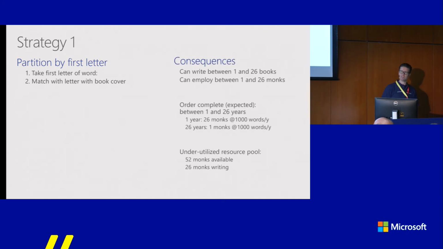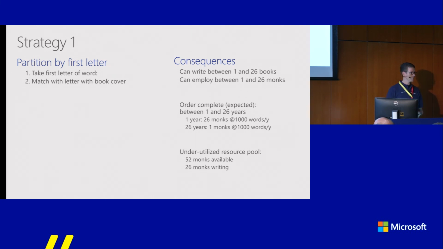Well, the consequence of this strategy is that you can write between 1 and 26 books. So you can put everything in one book, or you can put every letter of the alphabet in a separate book. This also means, because of the one monk per book rule, that you can employ at most 26 monks. And at a velocity of 1,000 words per year, you will be expecting completion within 1 to 26 years: 1 year if you employ 26 monks, and 26 years if you employ one monk.